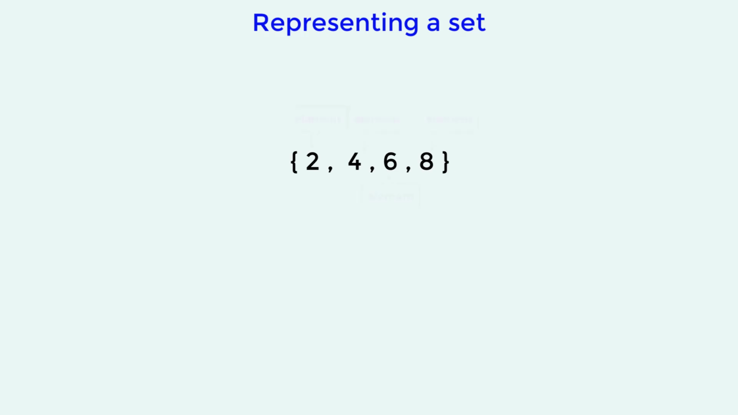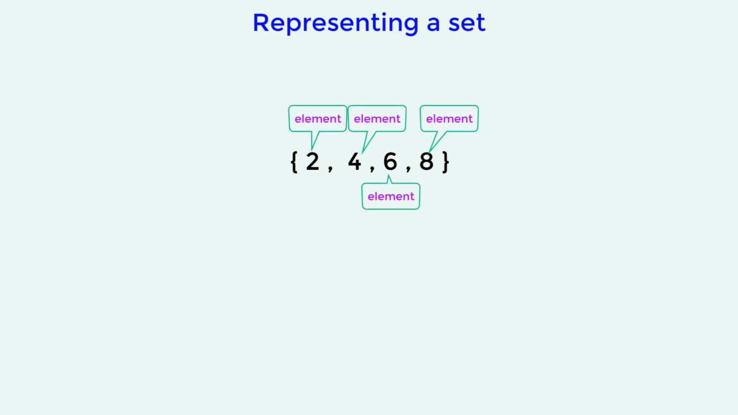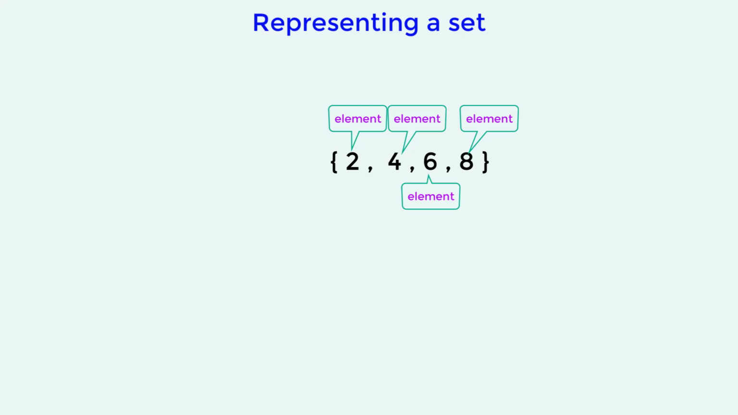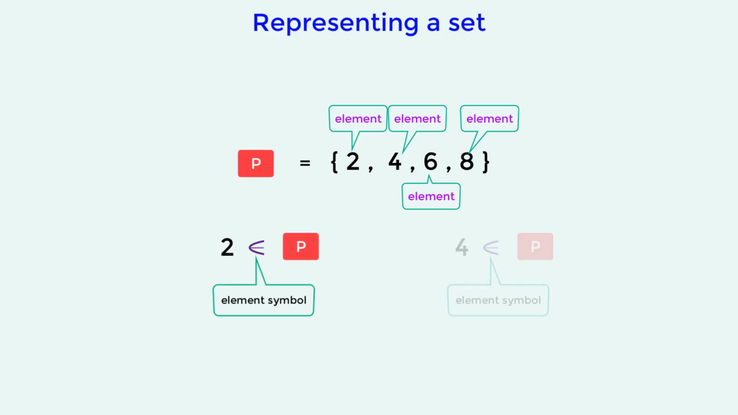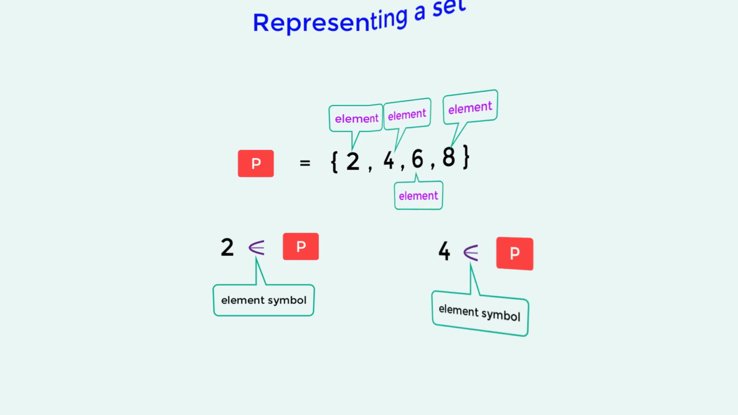The objects in the set are called elements. Here we say, 2 is an element of this set. So is 4, 6, and 8. We can also give a set a name. For instance, the given set could be represented by the letter P. So, wherever we see P, it represents this collection. Hence, we can now say, 2 is an element of set P. 4 is an element of set P. And so forth.